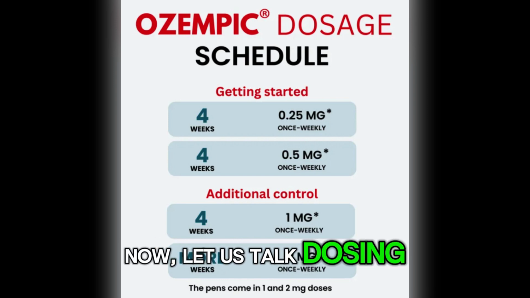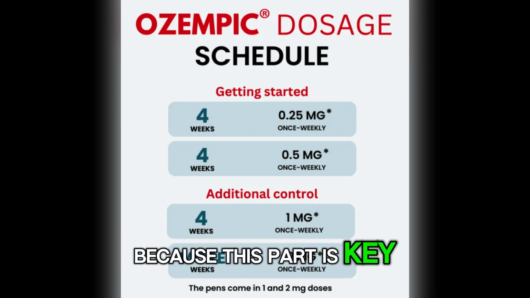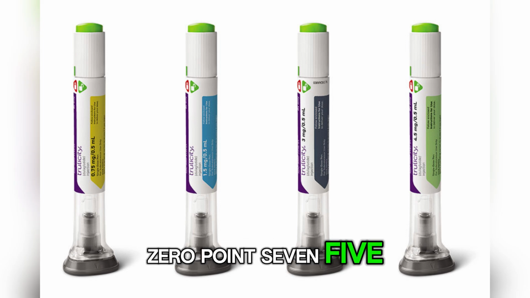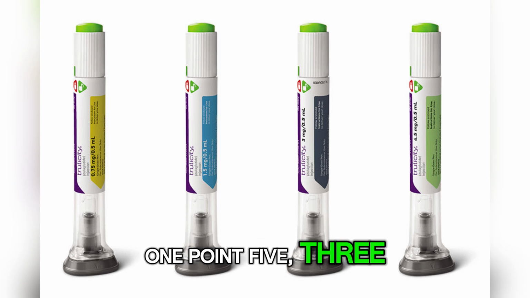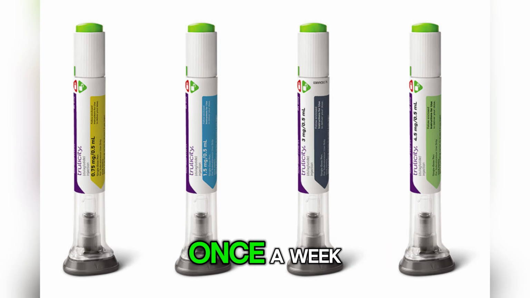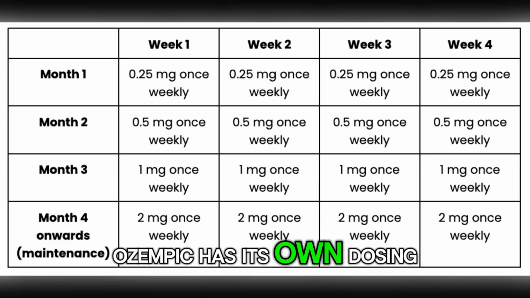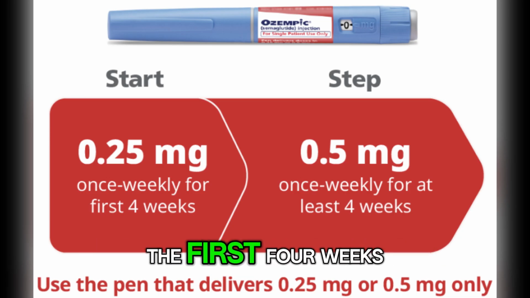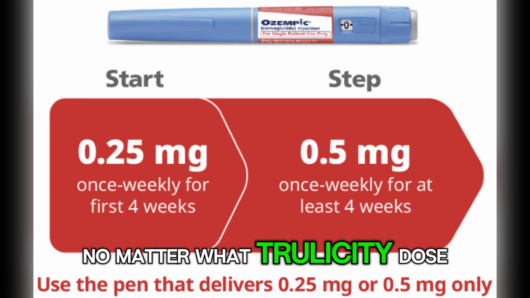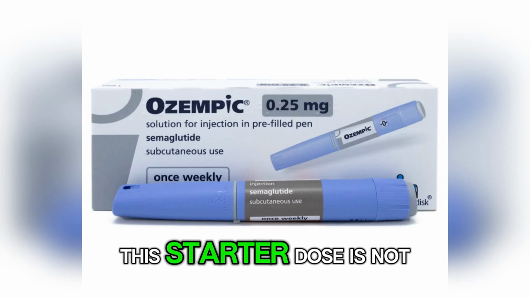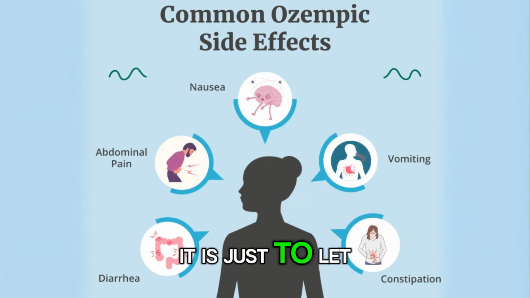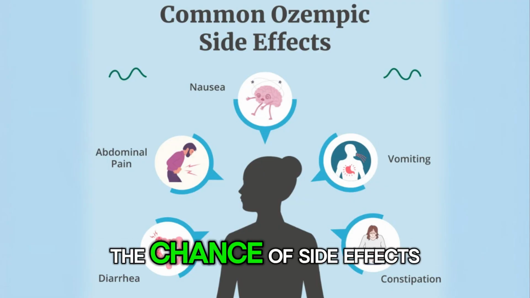Now, let us talk dosing, because this part is key. Trulicity comes in 4 dose options: 0.75, 1.5, 3, and 4.5 milligrams once a week. Ozempic has its own dosing path. You always start with 0.25 milligrams for the first 4 weeks, no matter what Trulicity dose you were on. This starter dose is not meant to control blood sugar yet. It is just to let your body adjust and reduce the chance of side effects.